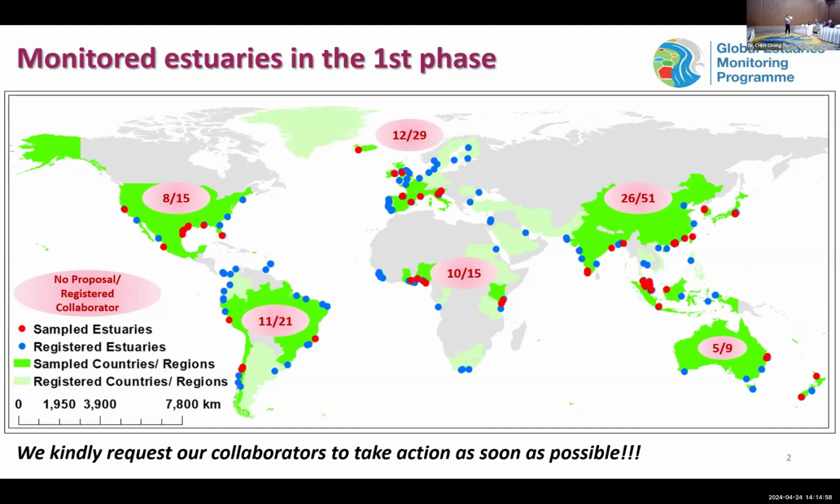Although we have received many samples now, we still have many collaborators that have not submitted their proposals. For example, in Africa, we should have 15 collaborators, but 10 of them have not submitted the sampling proposal. And for Asia, similarly, because we have the most collaborators in Asia, 51, but half of them have not yet submitted the proposals. So we kindly request all of our collaborators to take action as soon as possible.